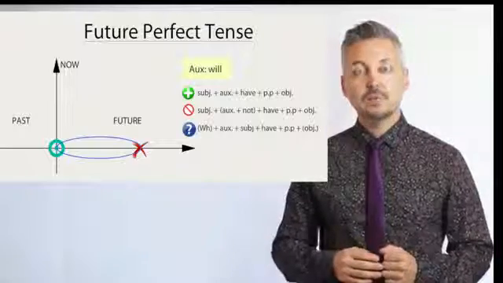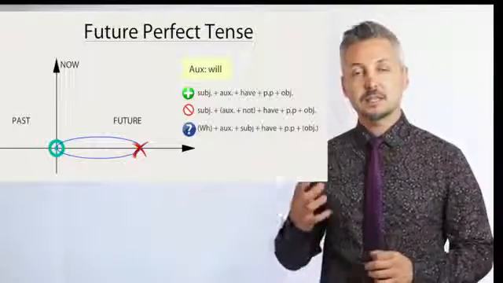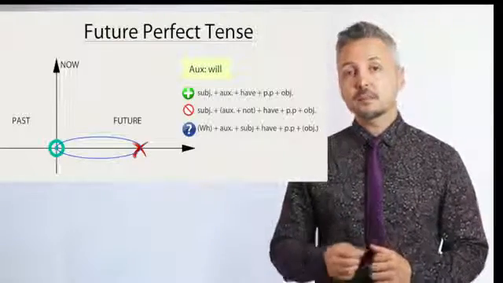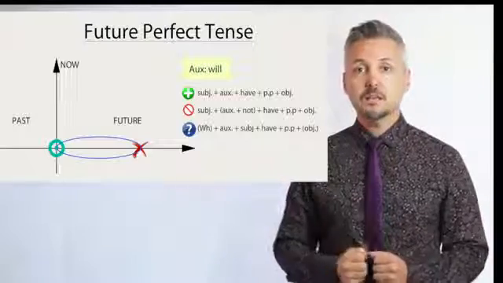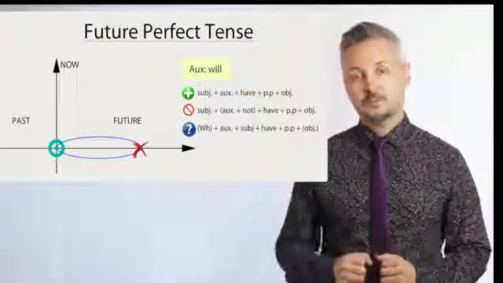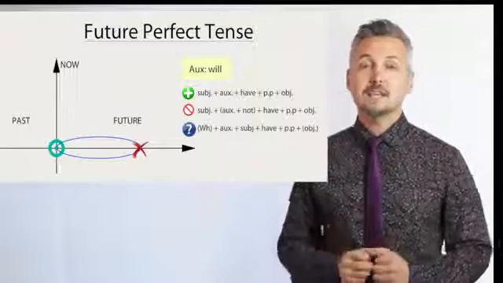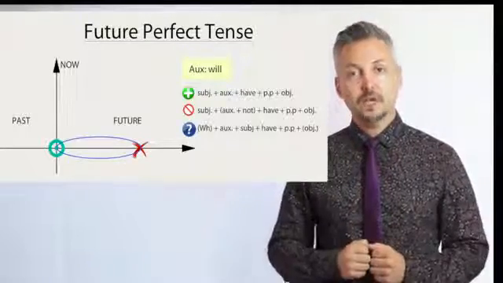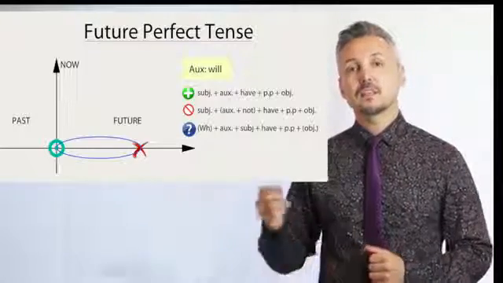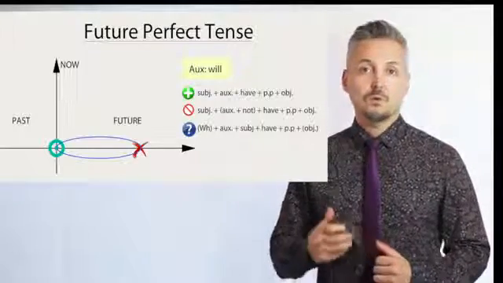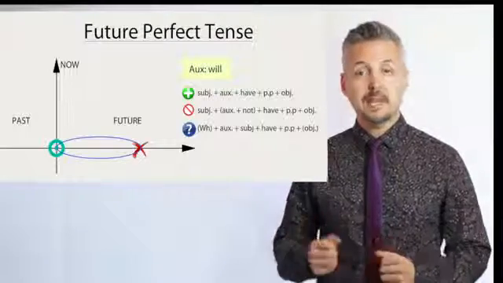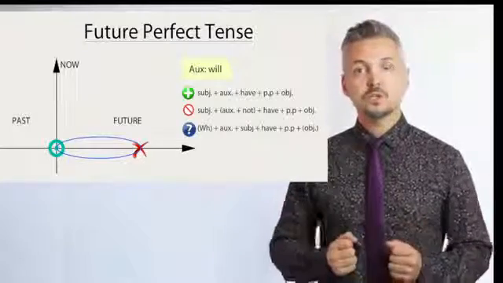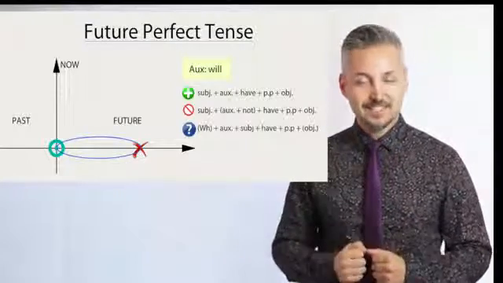Okay, we have the positive sentence, we need the subject, then the auxiliary will, then have, then the past participle of the verb that we want to use, and then the object. Okay? So for a negative sentence, we just add not to the auxiliary verb. So we have the subject, then the auxiliary will, so will plus not, okay, because it's a negative sentence, then have, then the past participle of the verb we want to use, and then the object, okay?